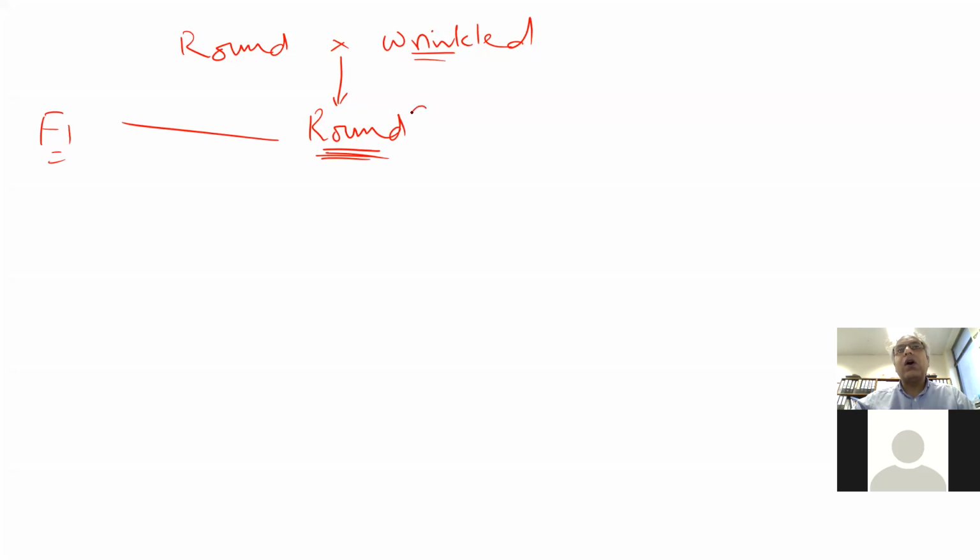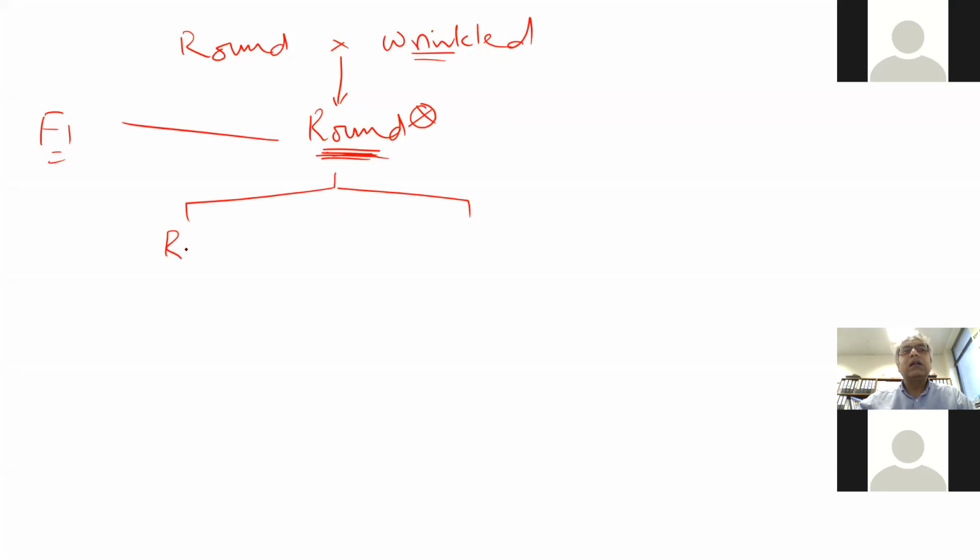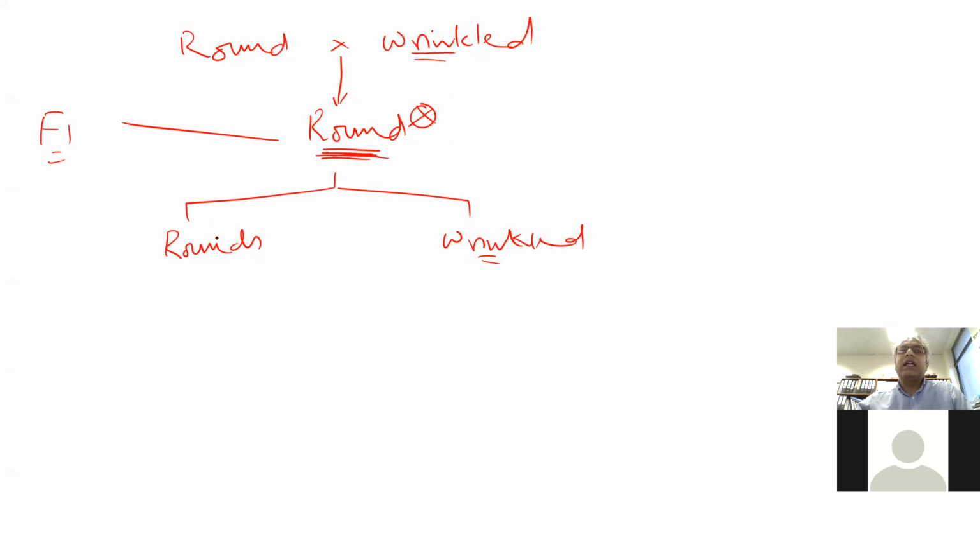When he crossed this F1, this sign means self-crossing, taking pollen grains of round and putting them on the stigma of the same plant, he discovered that rounds and wrinkled came back without any loss. In the F2, the progeny population, the ratio between round and wrinkled turned out to be 3 rounds to 1 wrinkled.